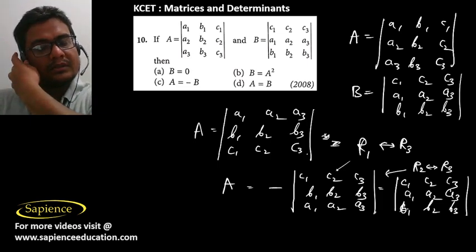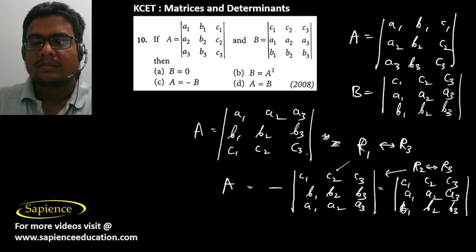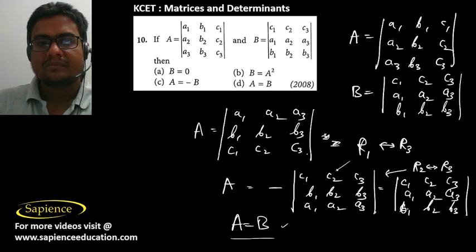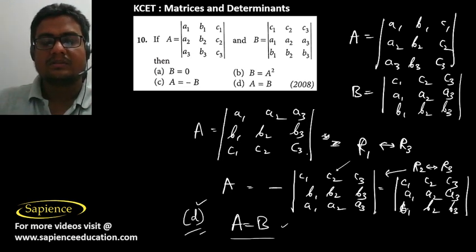It means that A and B, they are same, so A is equal to B. So option D is the correct answer.